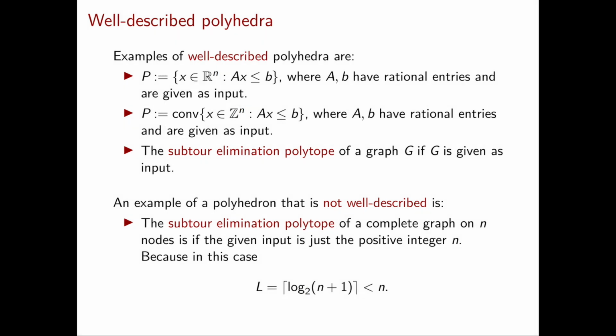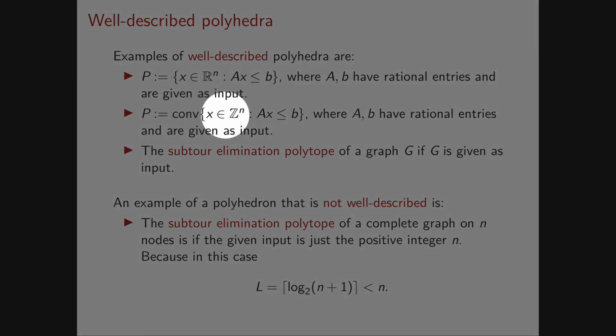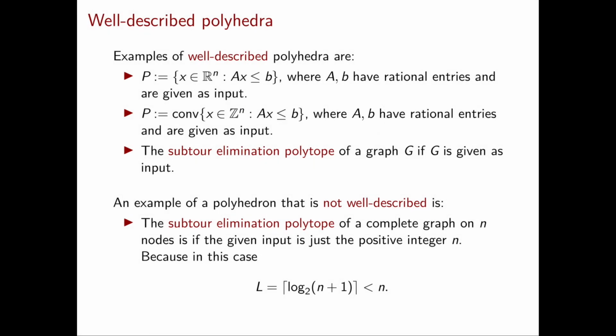The second example is where P is the convex hull of the integer points in a polyhedron defined by Ax less than or equal to b, where the input consists of exactly A and b. In this case, we know that the number of inequalities defining P can be exponentially large in the input size, but still, this polyhedron can be shown to be well described. Another example consists of the subtour elimination polytope of a graph G if the input consists of the graph G itself. And this last example is not hard to see, so I think it's a very good exercise to try to figure it out.